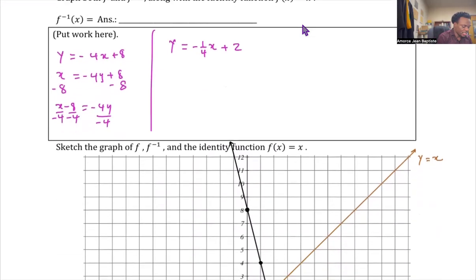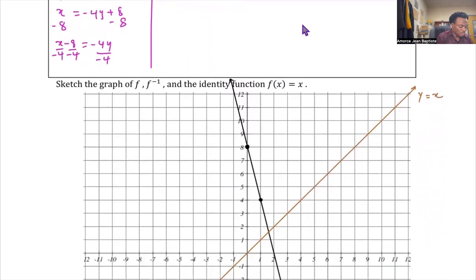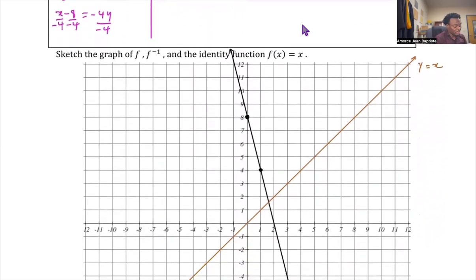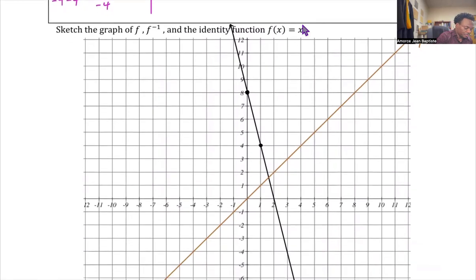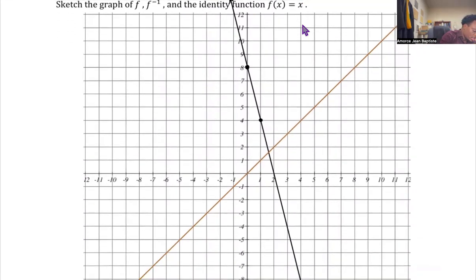So for this one, we can sketch this line. Instead of sketching this line, I'm going to find points of the inverse, using 2 points of f of x, and then sketch this and verify it with the slope of the line. So this point here is x equals 1, y equals 4. So I'm going to look for 4, 1. X equals 4, y equals 1.